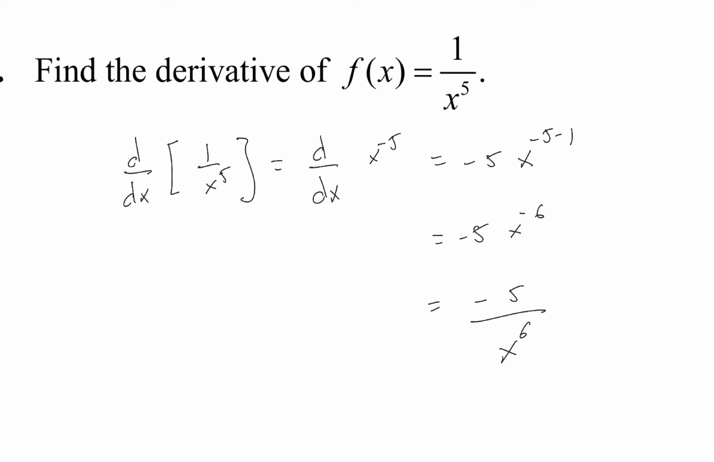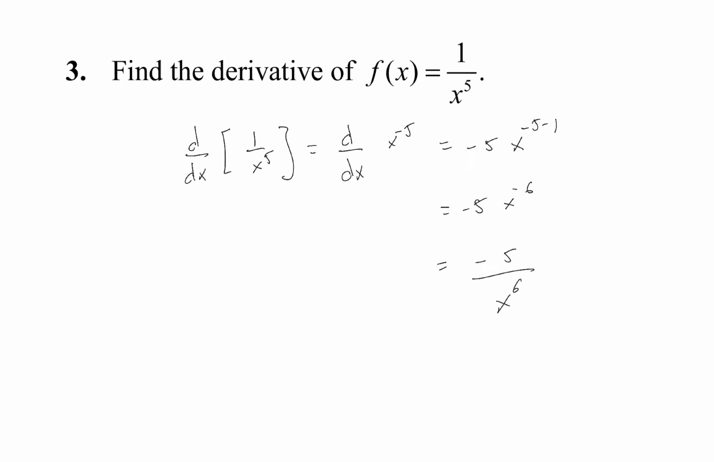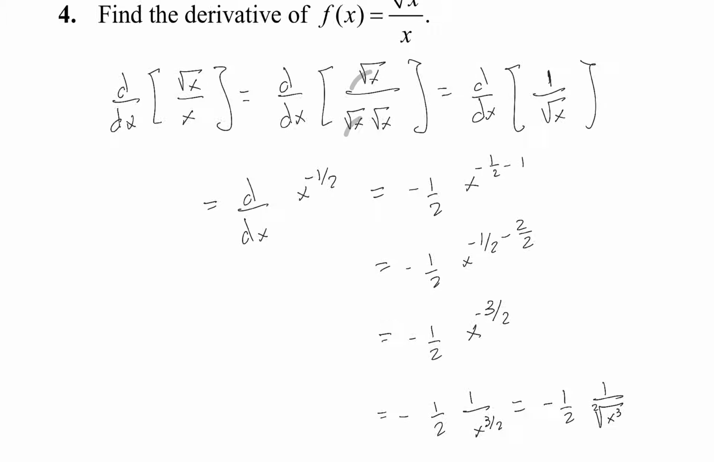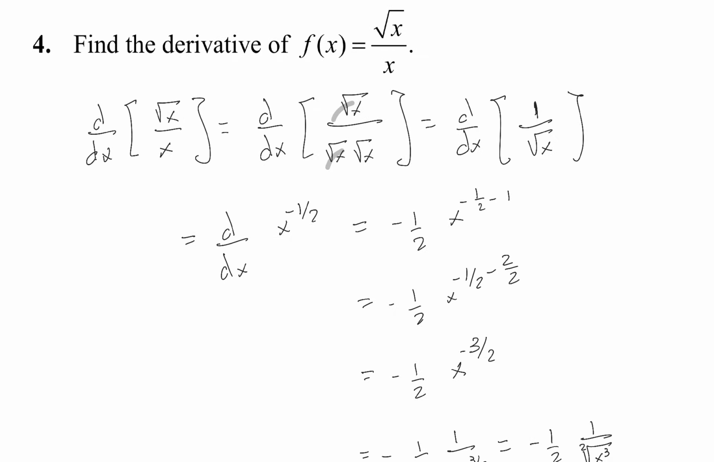Problem 3, find the derivative, same thing. You can apply the power rule and you will find this result. Next problem, find this derivative. This one you have to be a little bit careful. You write the square root of x divided by x, and x is the square root of x multiplied by the square root of x.